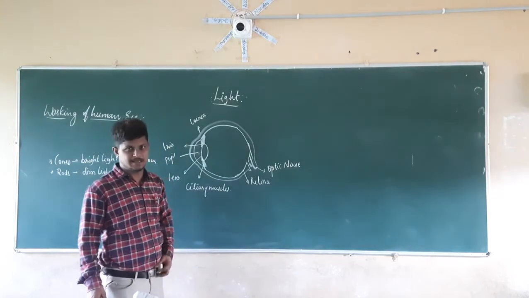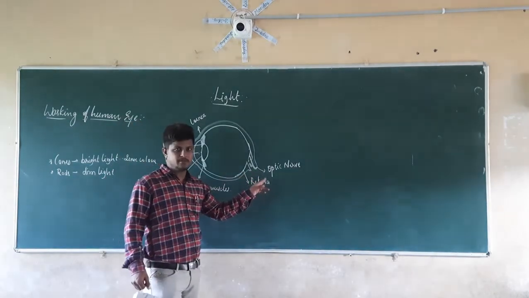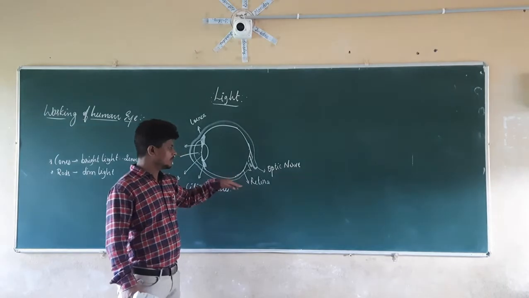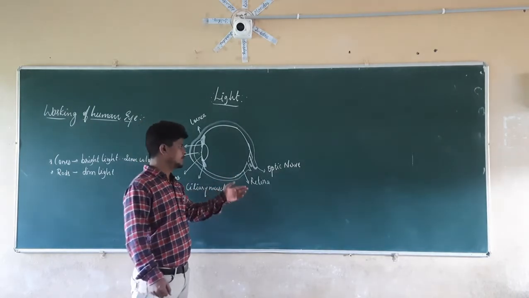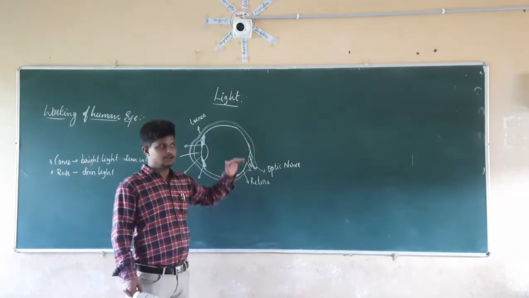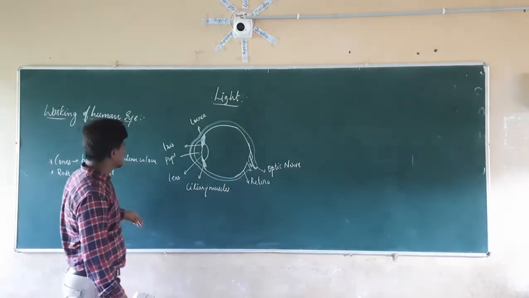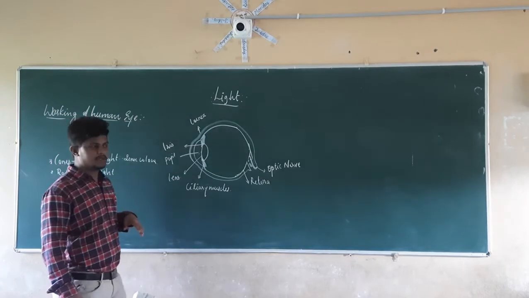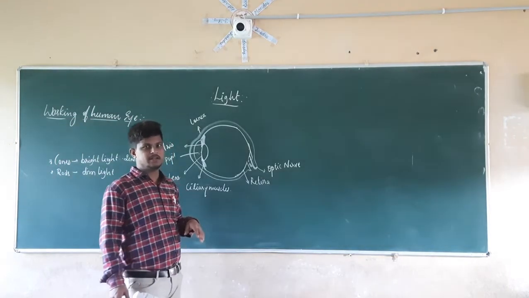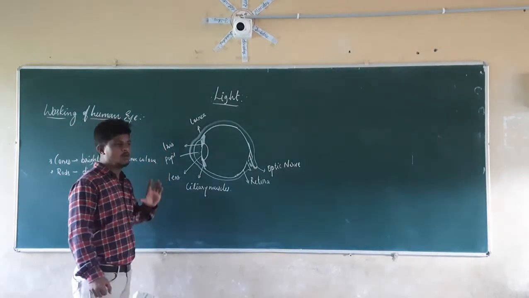It is known as the retina. And here an optic nerve is present. So whatever signals come on the retina are transferred to the brain by the optic nerve. So this is the structure of the human eye. Next we are going to discuss the working of the human eye. So how does the human eye work here?